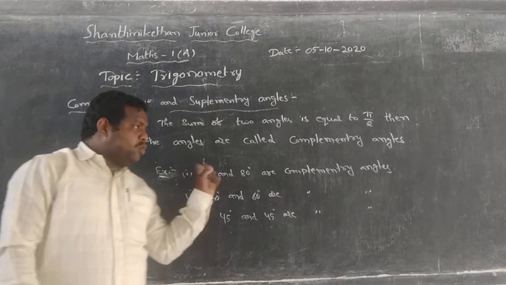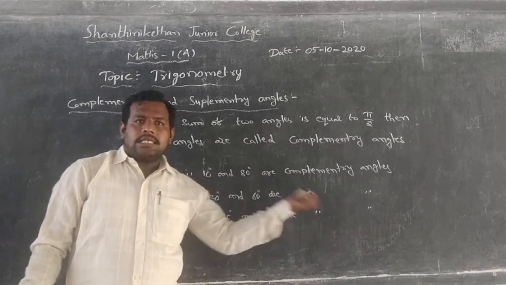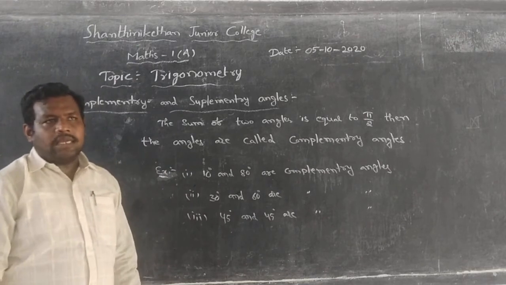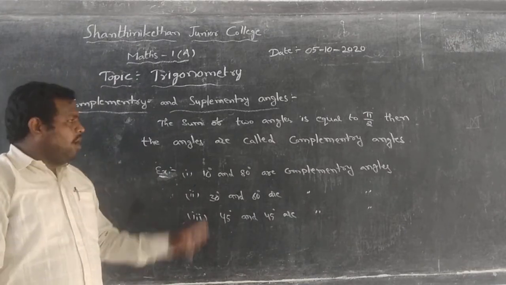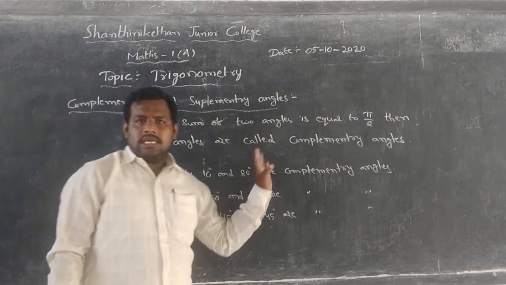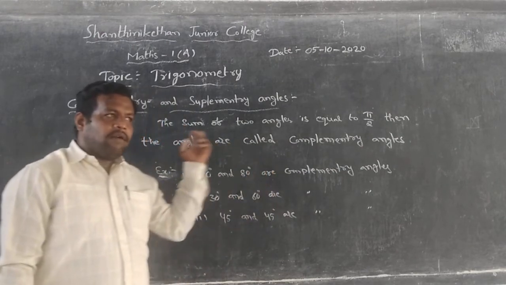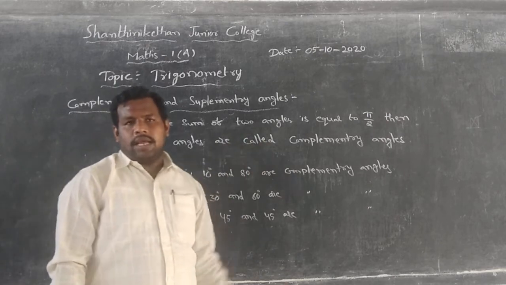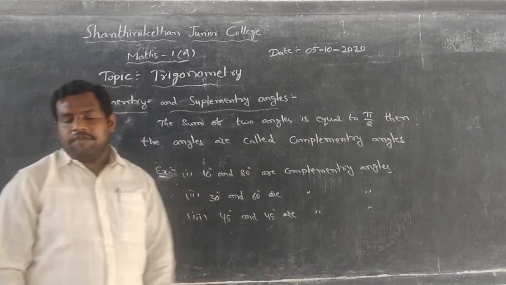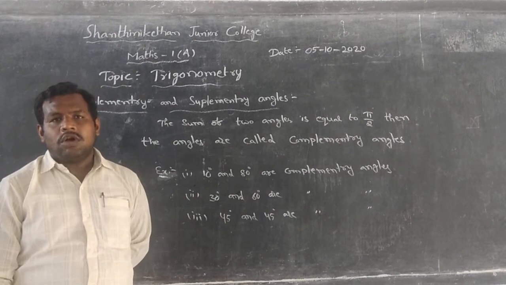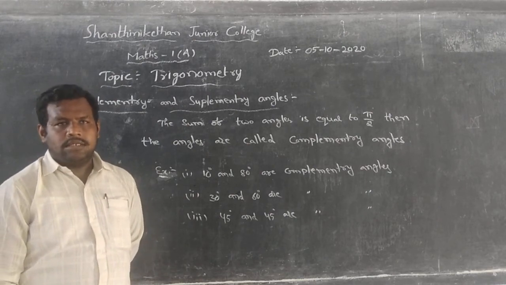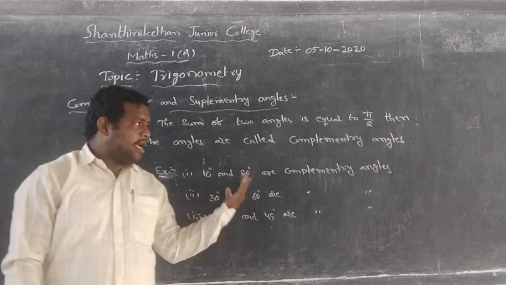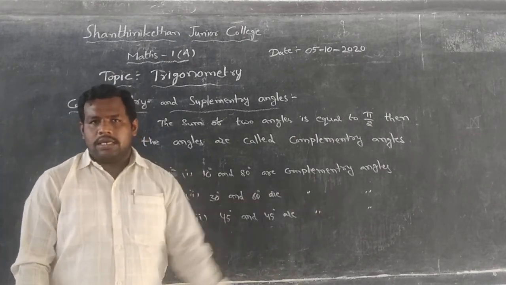Simply, the sum of any two angles, if the sum of the two angles is 90, then the angles are called complementary angles. 5 and 85, those angles are also called complementary angles. The sum of any two angles is equal to 90, then the angles are called complementary angles.